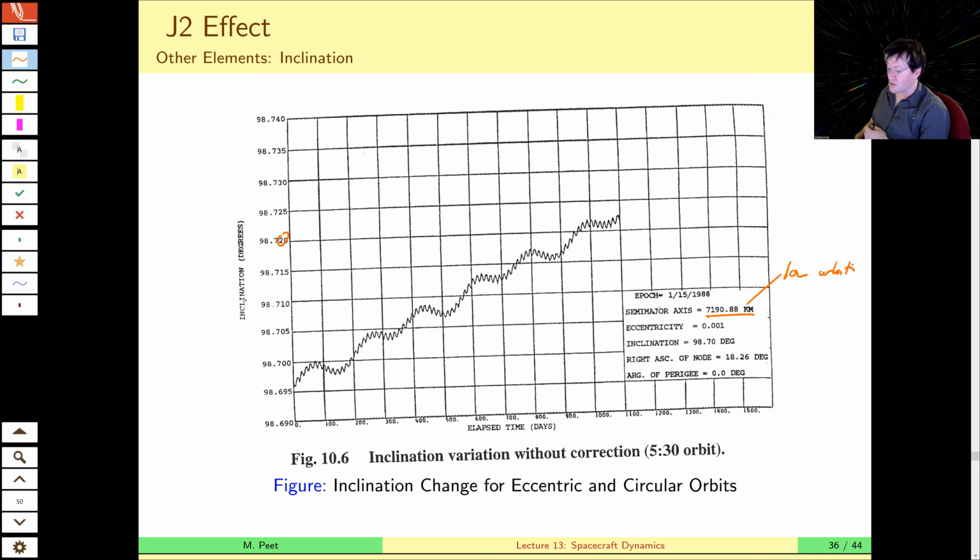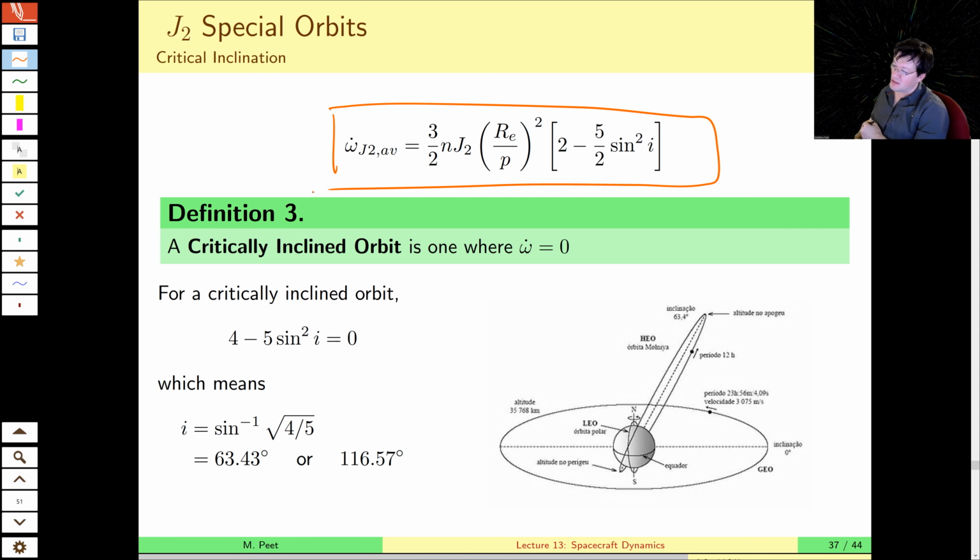The one effect, of course, that we focus on more than any, perhaps, is this change in the argument of periapse. Because this has significant implications for communication satellites, spy satellites, that type of thing. And it's a solvable problem. Right, that's another thing. Specifically, if you don't want your argument of periapse to change, right?